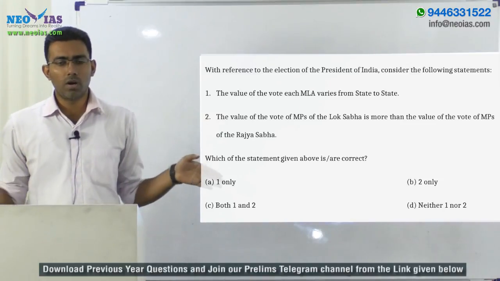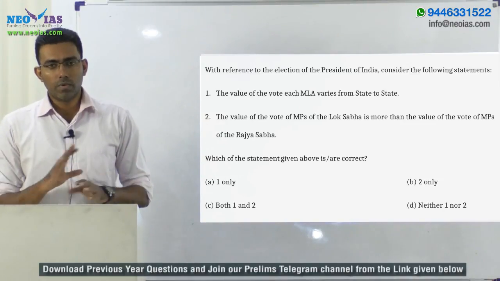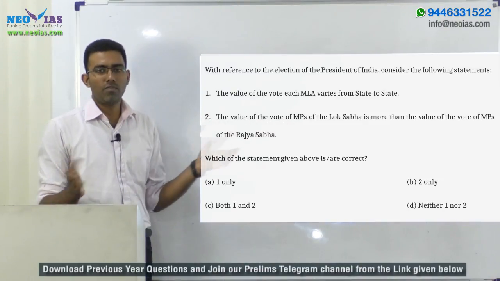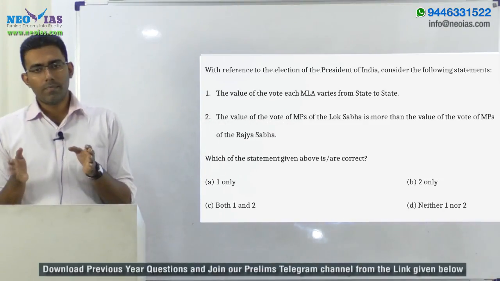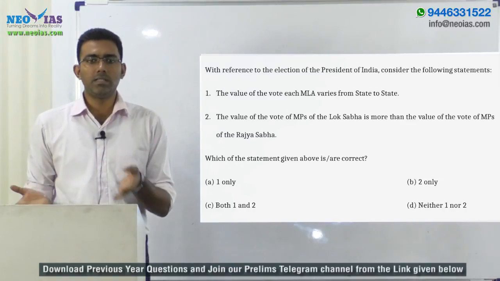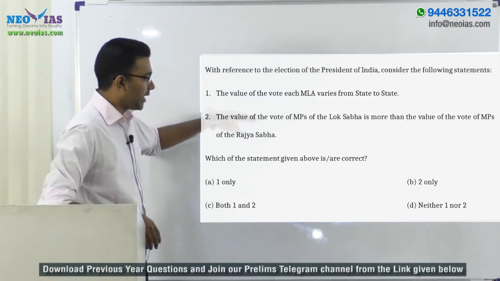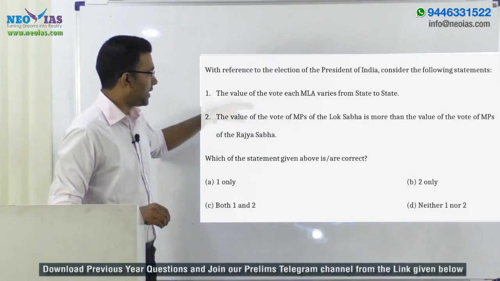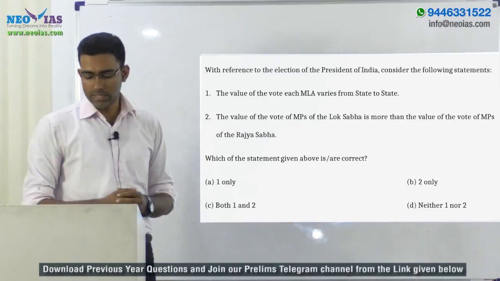These two are not varied, these are equal. So the second statement is wrong. It is not more than, it is equal. The value of the vote of an MP of Lok Sabha as well as an MP of Rajya Sabha is equal. So the answer has to be 1 only, because the first statement is correct, that it varies from state to state.